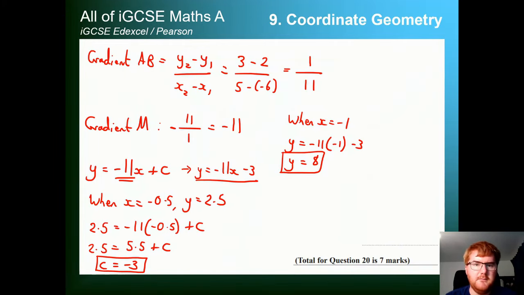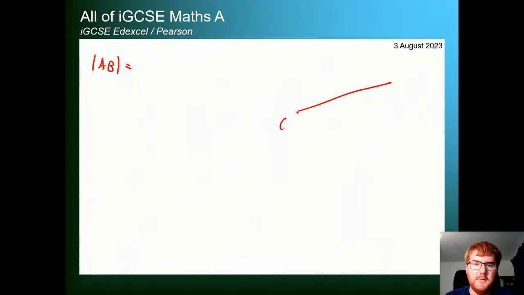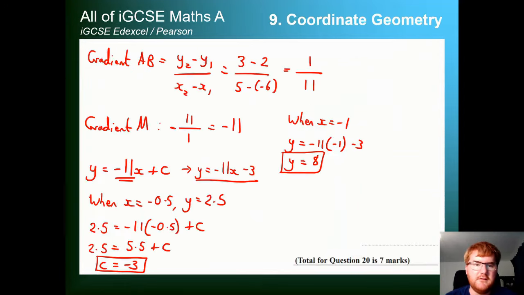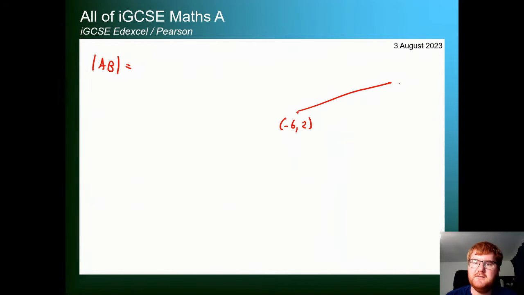This is minus 6 and 2, is that right? This is 5 and 3. So imagine you draw a right angle triangle here of AB. This length here, what do you do to minus 6 to get to 5? 11. What do you do to get 2 to 3? Again, fits in with the gradient, what we did earlier.